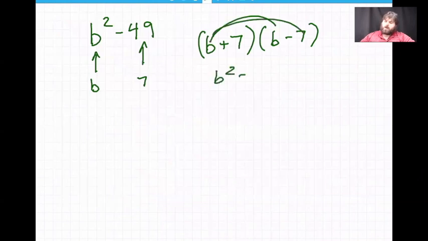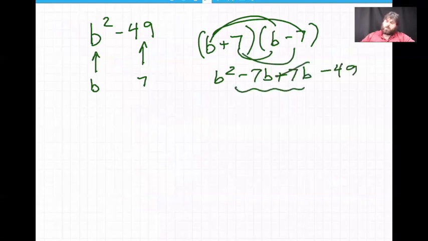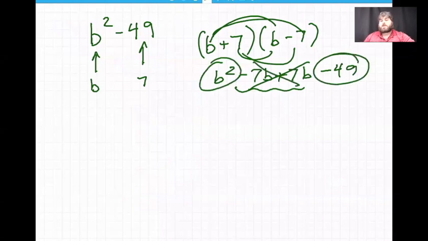Now remember, you could always check. This gives me b squared minus 7b plus 7b minus 49. These two terms go away, and we're left with b squared minus 49. So we did get back to where we started, which all that tells me is that I factored correctly. Okay, all right, let's try another one.